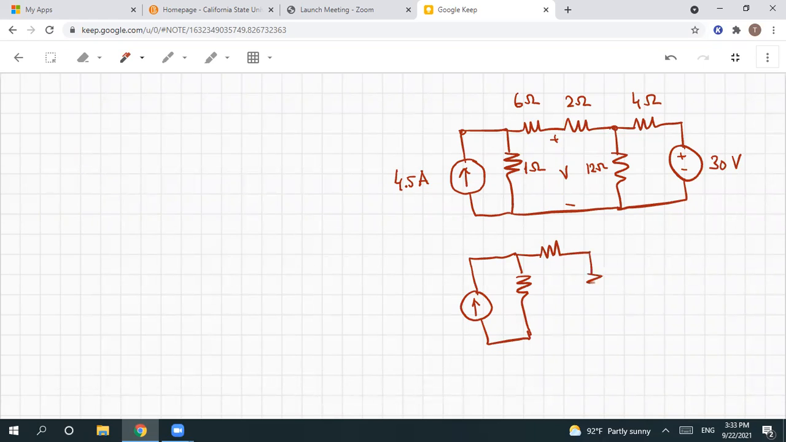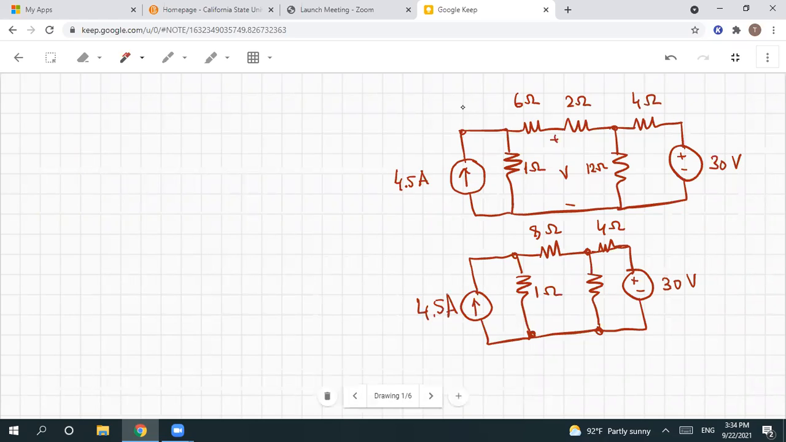When I use this combination, of course, I will not be able to find the voltage between these two points. But after solving this circuit, I will go back to the original circuit. So I have 30 volts, here a resistor of 4 ohms, here now the resistor is 8 ohms, this is 1 ohm, and this is 4.5 amperes. Is it clear so far?